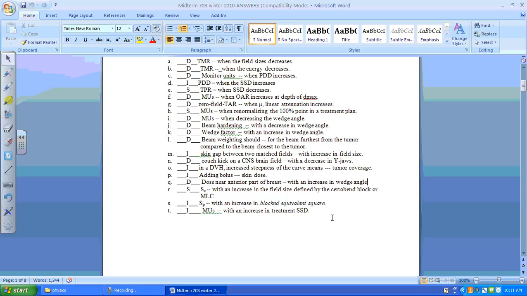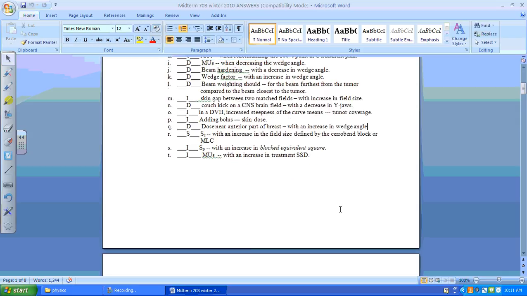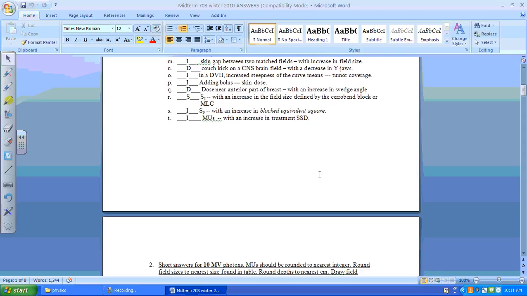S sub C question. We know S sub C increases with field size. S sub P also increases with field size. And as SSD increases, you get further away, so your MUs have to increase to keep the same dose. Any questions on this?